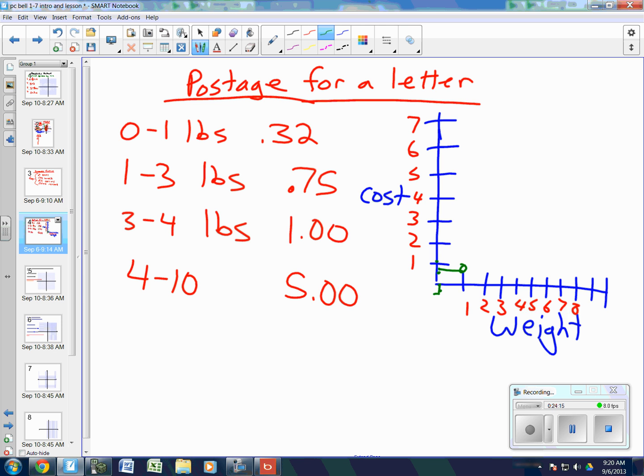Okay, so 32 cents. That line's a little high, but that's okay. So 32 cents is right down there. If the weight's between 0 and 1 pounds, you have a constant line, don't you? Don't you have a horizontal line? Between 0 and 2 pounds, the cost is the same. All the way across is what he's saying, right? Okay, good job.